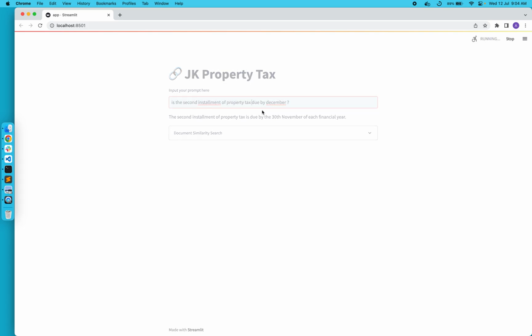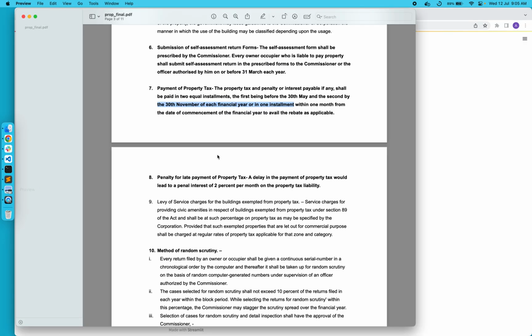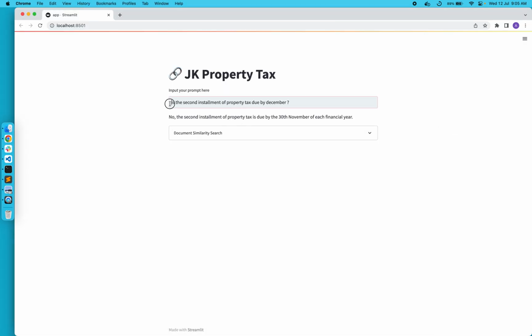So let's say this is my doubt, and I haven't read the document. Let's see. It will tell me, no, that's not correct. The second installment is due by 30th November of each financial year. So this way we can clear all the doubts, and even if I have heard or read some incorrect information, it will correct me, or you can even ask me further about it. We can configure our model to give a more verbose output that will be more human friendly.